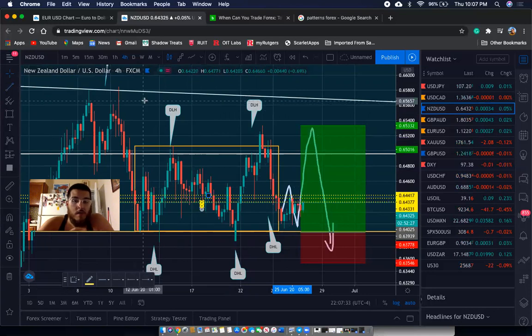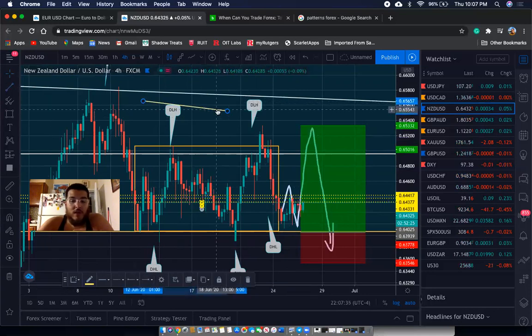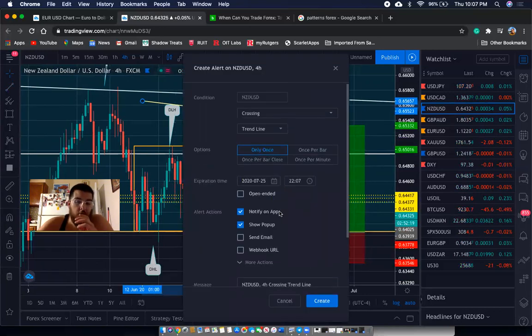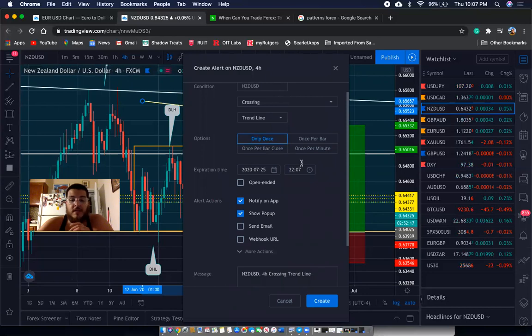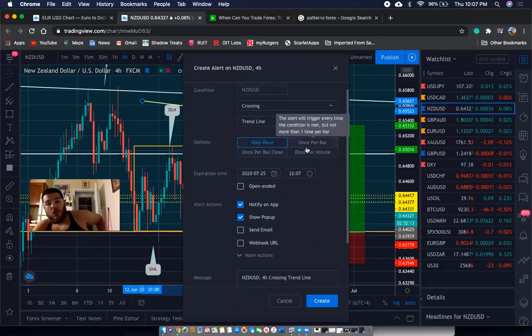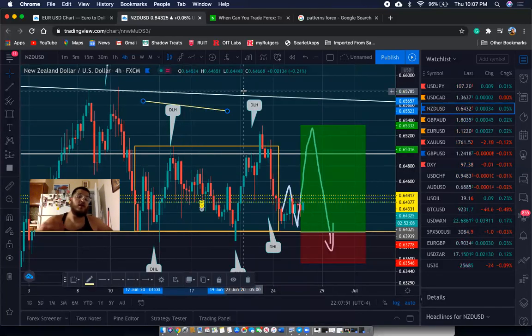Actually, let me make a new one. So I'll make a random line. This right here, if you click it, it'll be add alert. You click that, it'll alert you, whether it notifies you on the app, shows a pop-up, sends an email, all the different things. You can change it to hitting once per bar, once per minute, a close per bar. It's pretty cool. So that way you look on your phone and, oh, price is at this area.